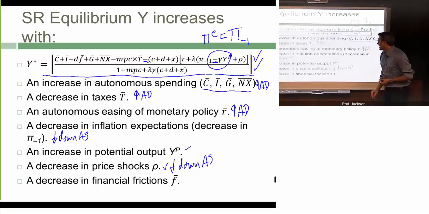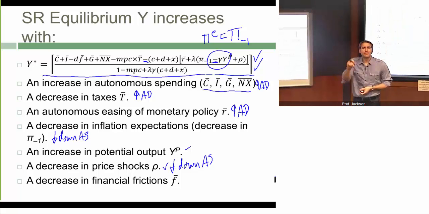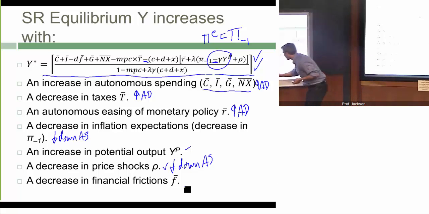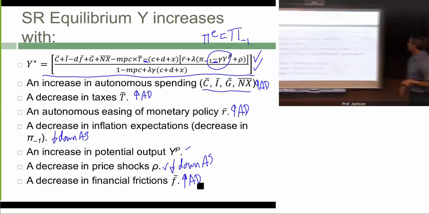And then a decrease in financial frictions. Again, the idea here is that with a decrease in financial frictions at any given safe real interest rate, a decline in financial frictions reduces the real interest rate for investments that firms face, which means they're going to increase investment demanded, which is going to shift the IS curve to the right, and also, of course, that's going to result in an increase in aggregate demand.